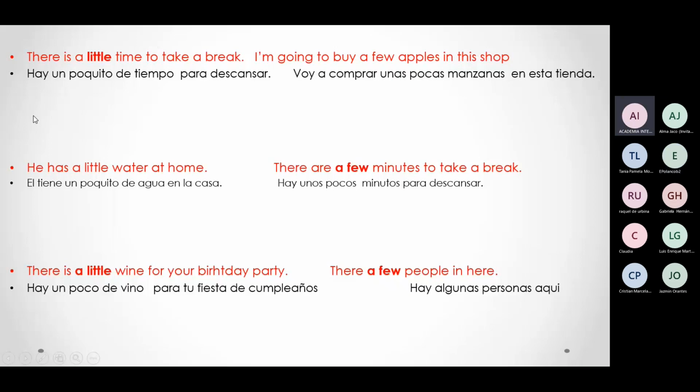Okay, can somebody help me out reading this sentence? This one. A volunteer.